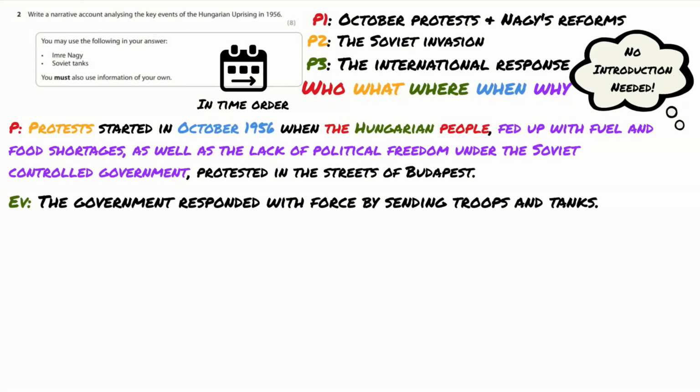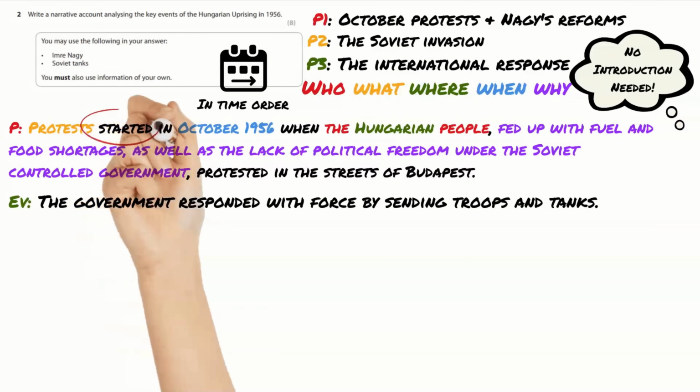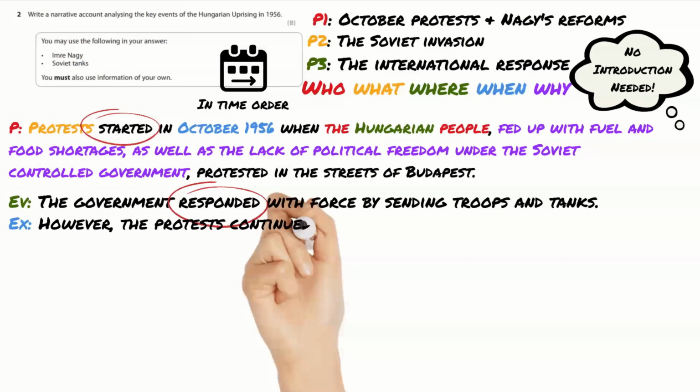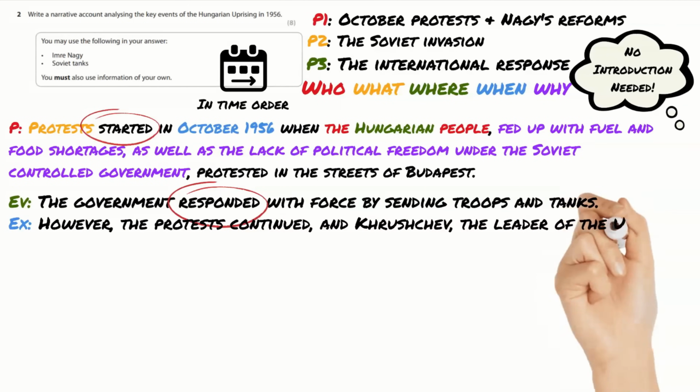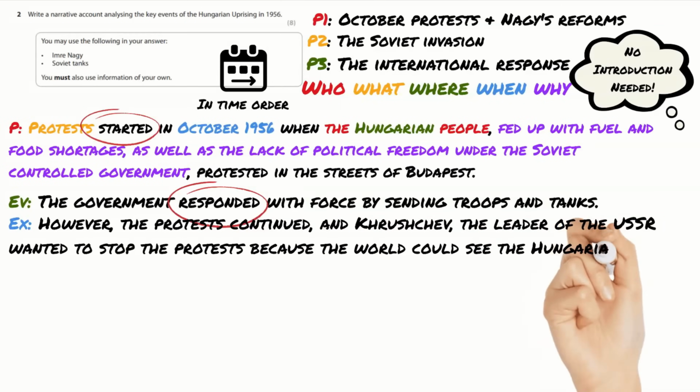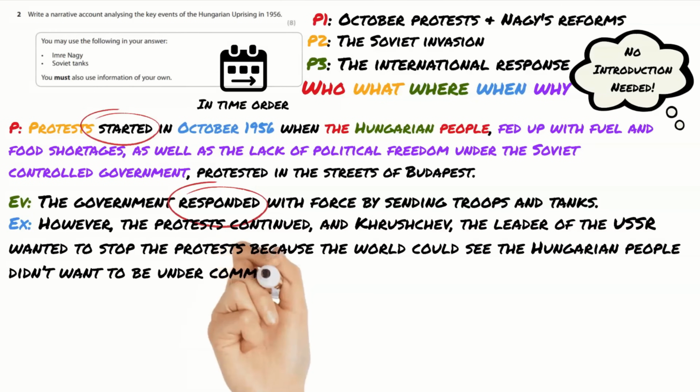I've said what the riots were about, and then I've just given a little bit of further information about it. You can see that I've already used 2 time connectives in my answer to give a sense of the chronology. I now need to explain how this is going to lead to the response by the USSR. So again, those time connectives. However, the protests continued, and Khrushchev, leader of the USSR, wanted to stop the protests because the world could see that Hungarian people didn't want to be under communist control.